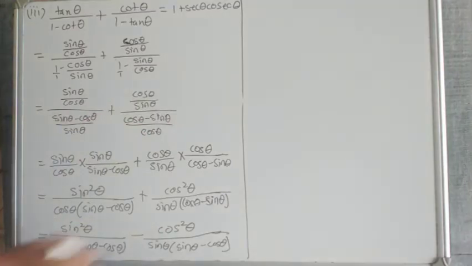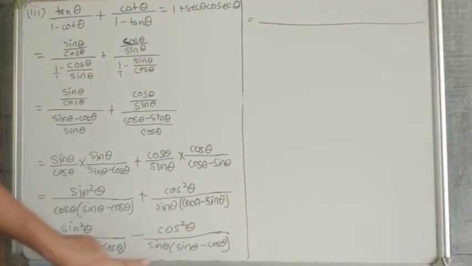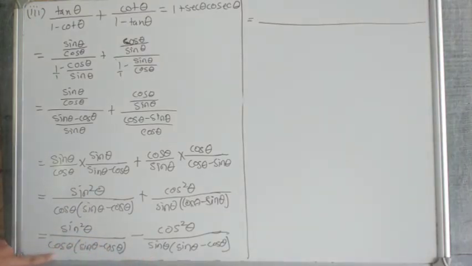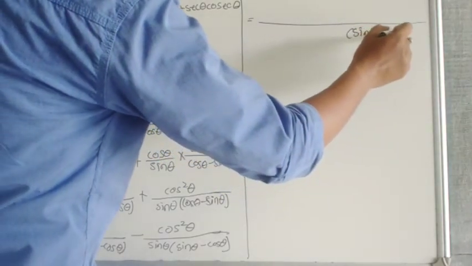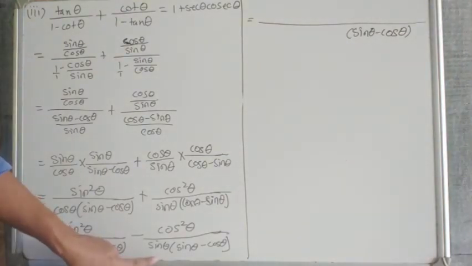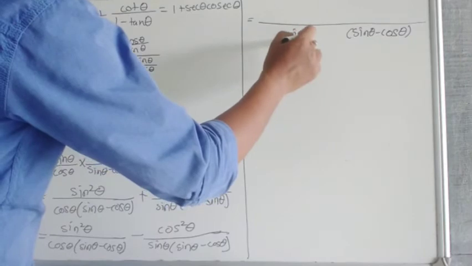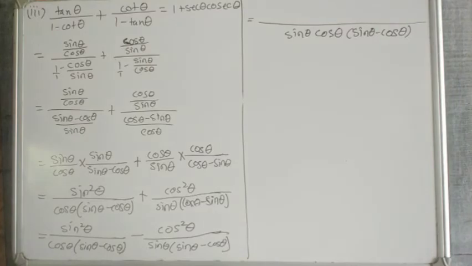Now see, sine theta and cos theta are the same. What is extra? We have sine theta and cos theta, which are different, and sine theta minus cos theta, which is the same. So sine theta minus cos theta will come only once, and the other things, cos theta and sine theta, will come one time. So that will come as sine theta cos theta. This LCM taking, did you understand or not?